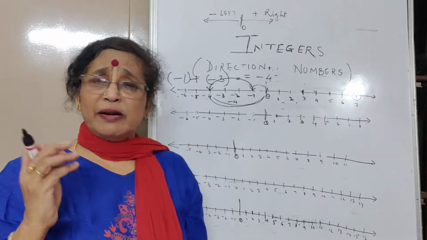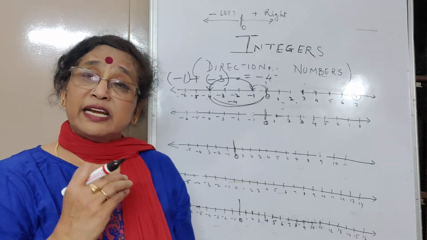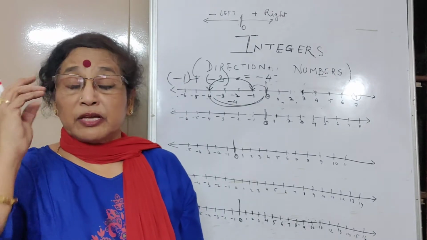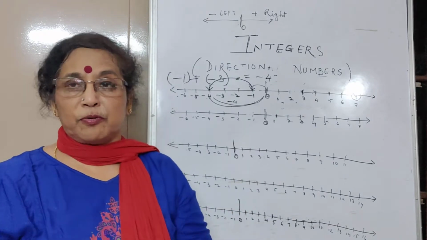So everybody knows 3 plus 5 is 8 and all that. You learned it in KG and 1. But illustrate it on a number line, so it's a little confusing about direction. So let us come to now combination of a negative and a positive.